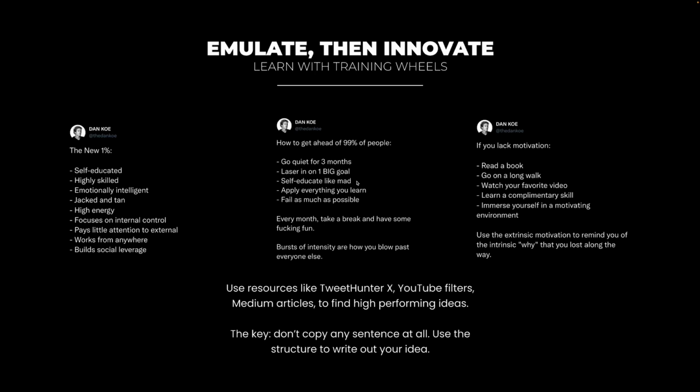So this one's also very confident and extreme, where I'm saying how to get ahead of 99% of people. So this is a desired outcome. This is something that people want. Go quiet for 3 months, laser in on one big goal, self-educate like mad, apply everything you learn, fail as much as possible, etc., etc. We actually go over and break this tweet down in the next section on post writing.